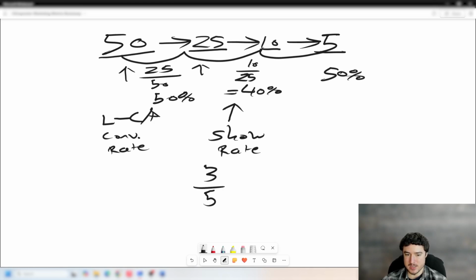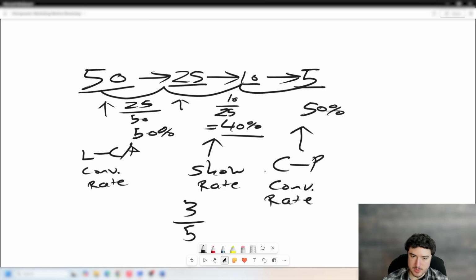So in this case, we have 60% of people no-showing and 40% of people showing. This is kind of why I said, if we have all these numbers, maybe don't necessarily worry about calculating that one specifically. And this one right here is our consultation to patient conversion rate. Another one we might calculate is our lead to patient conversion rate. In this case, it's 10%.